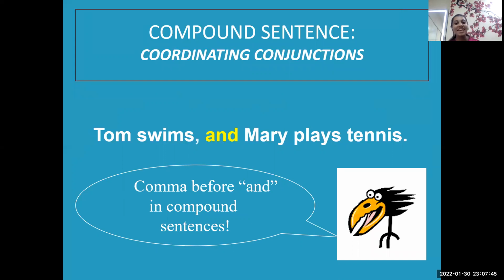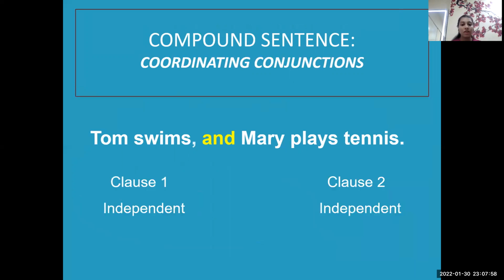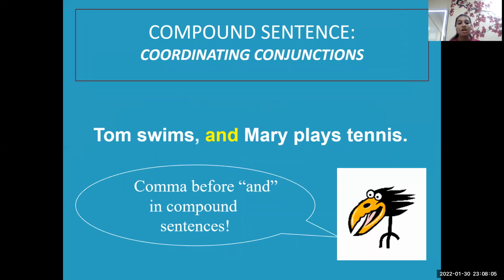Not another one actually, but there's a note that you should remember. Whenever you're using coordinating conjunctions in a compound sentence, it is required for you to add a comma before "and". So here in the previous sentence, as you can notice, there's a comma: Tom swims, comma, and Mary plays tennis. So it is quite important to remember to use the comma, right?